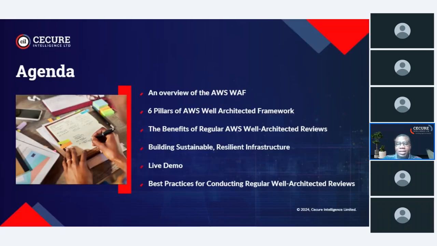I'm a cloud engineer at Cecure Intelligence Limited, and I'll be walking us through the agenda that we have for today. So we'll be looking at an overview of the AWS well-architected framework. Once we are done with that, we'll be looking at the 6 pillars of the AWS well-architected framework. And after that, we'll be looking at the benefits of carrying out regular AWS well-architected reviews. Also, building sustainable, resilient infrastructure. And after that, we'll be having a live demo. And once we are done with that, we'll be looking at best practices for conducting regular AWS well-architected reviews.